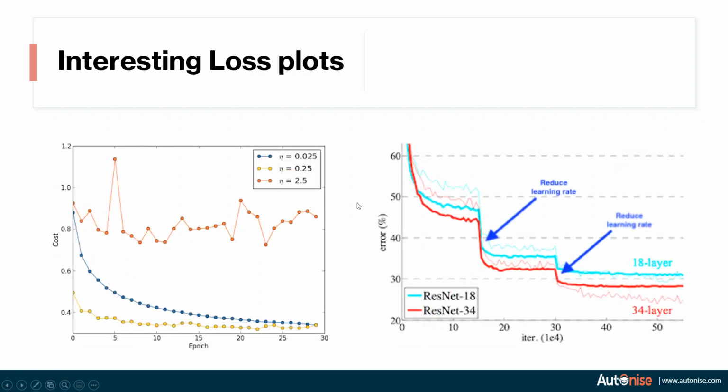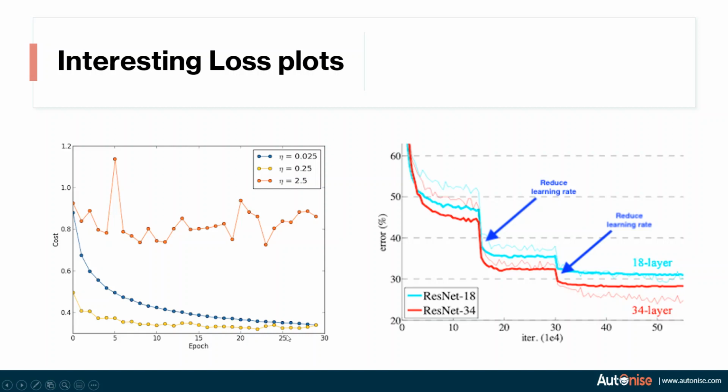Next, let us have a look at what happens when we change the learning rate. Over here, eta is the learning rate, and these are the cost function values and the number of epochs the neural network is trained for. The orange graph represents learning rate 2.5. The yellow graph represents learning rate 0.25 and the blue graph represents a learning rate of 0.025.